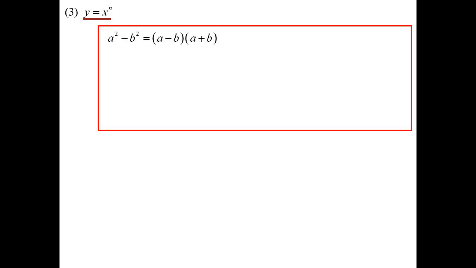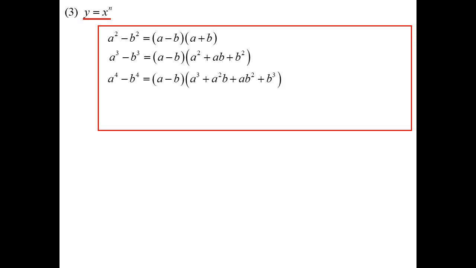What about polynomials in general? X to the power of n. Need to remind you of something so I can prove this. We have, of course, seen difference of two squares, a minus b, a plus b. We expanded on that and said, hey, this is the difference of two cubes. A minus b, a squared plus ab plus b squared. And in fact, there was a pattern. Difference of two quartics could be written this way. A minus b, a cubed plus a squared b plus ab squared plus b cubed.